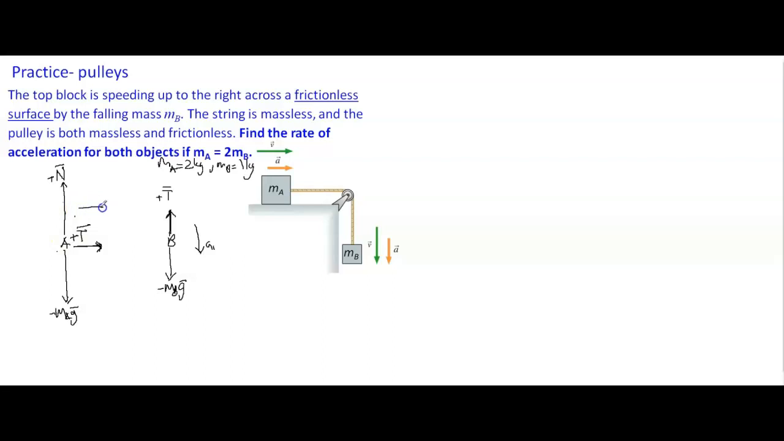So block A is accelerating to the right and block B is accelerating down, and since they're connected by a rope, they have the same acceleration vectors. So right now, let's only sum the forces in the X direction for block A.